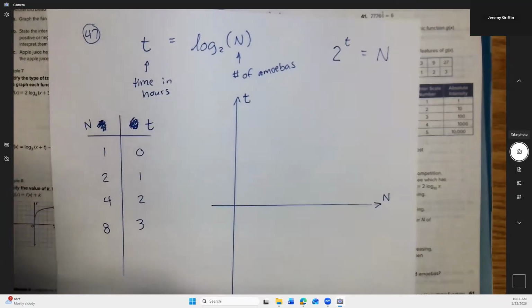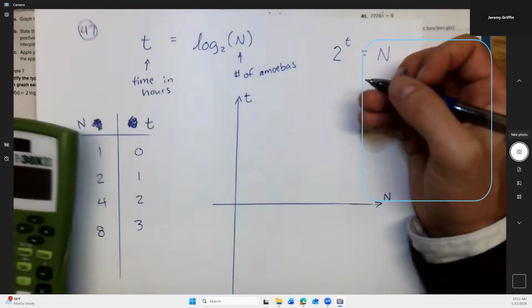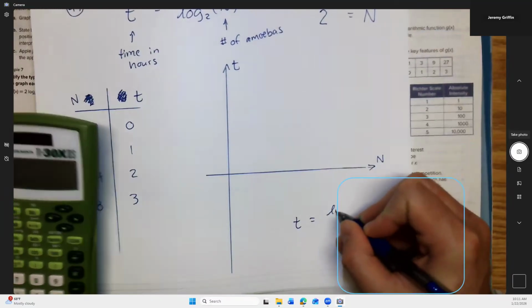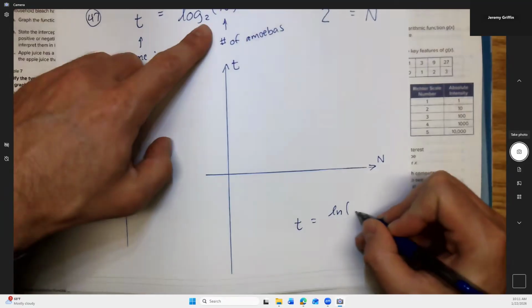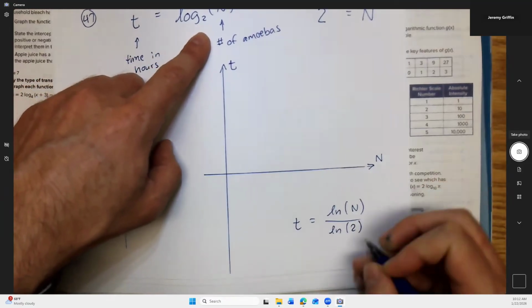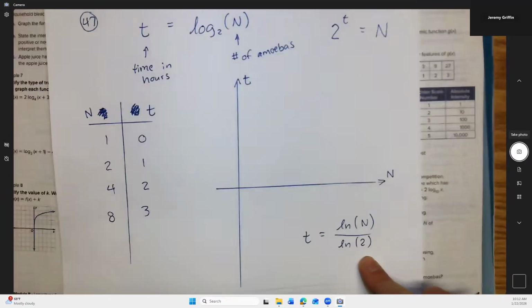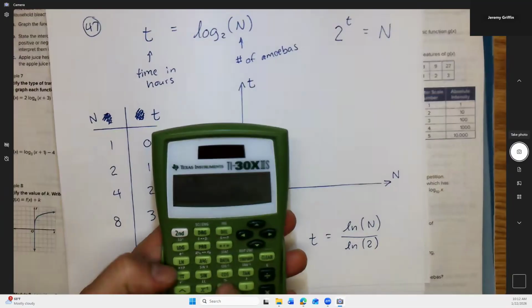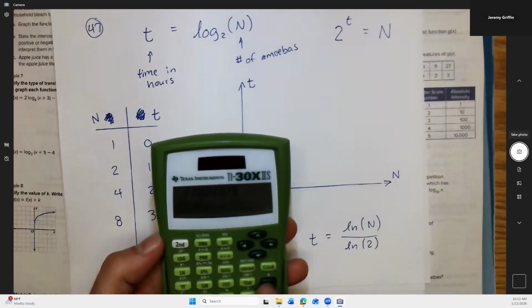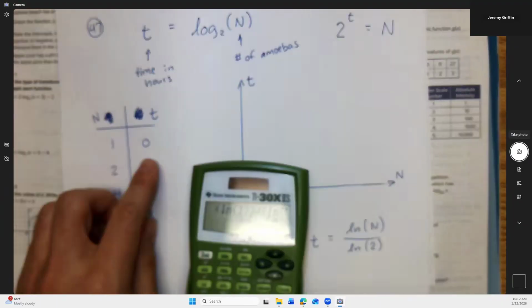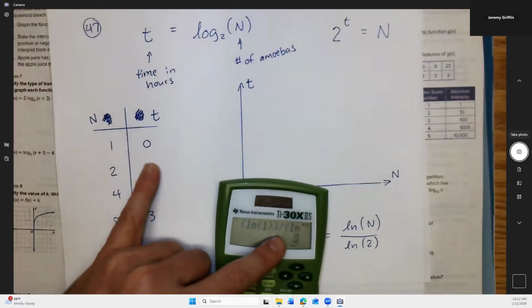And let's double check this with the log conversion. So I could also say T equals natural log of n divided by natural log of 2. That's the same thing. And I can check all these values right here. So what if I do natural log of 1 divided by natural log of 2? That tells me that 0 hours have passed. That's exactly what that says right there.